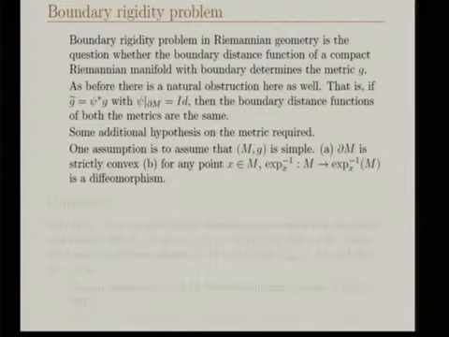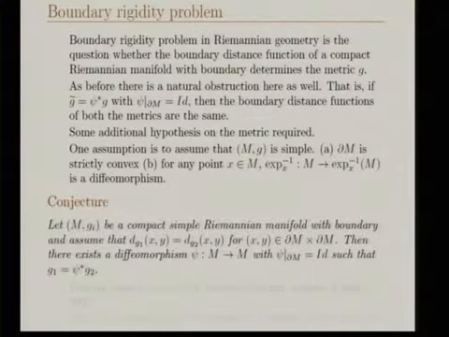And so then the conjecture is that if you assume two compact simple Riemannian manifolds with boundary, and if you have dg1, which is the boundary distance function corresponding to the first metric, equal to dg2, which is the boundary distance function corresponding to the second metric, then the conjecture is that there exists a diffeomorphism psi from M to M, such that these two are related this way. Okay, and this conjecture is still open in 3 dimensions and higher.